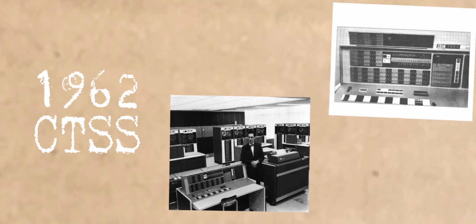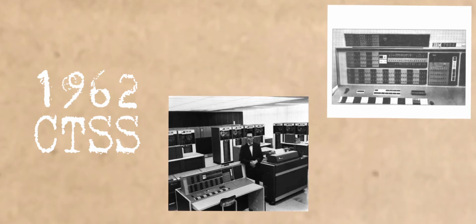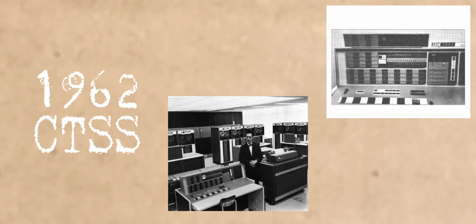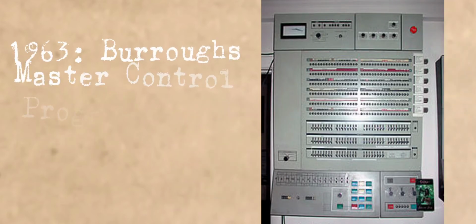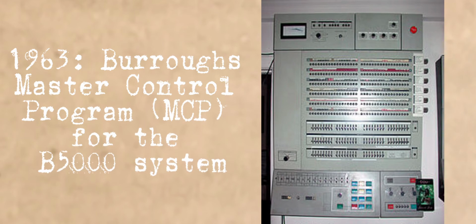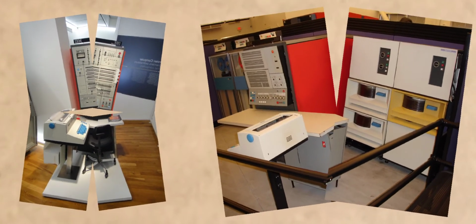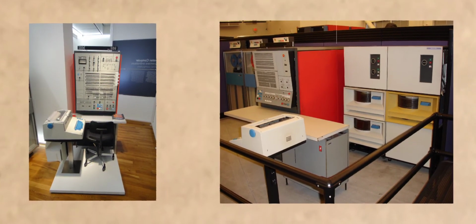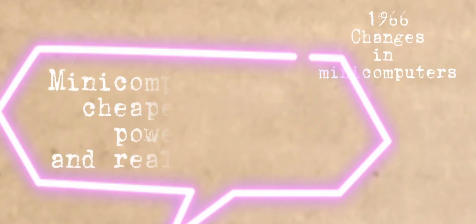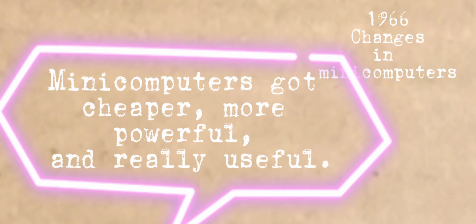CTSS was first demonstrated on MIT's IBM 709 in November 1961. Service to MIT users began in the summer of 1963 and was operated until 1973. 1963, Burroughs Master Control Program for the B5000 system. 1964, IBM System/360, a family of mainframe computer systems, was announced by IBM on April 7, 1964, and delivered between 1965 and 1978. 1966, changes in minicomputers. Minicomputers got cheaper, more powerful, and really useful.